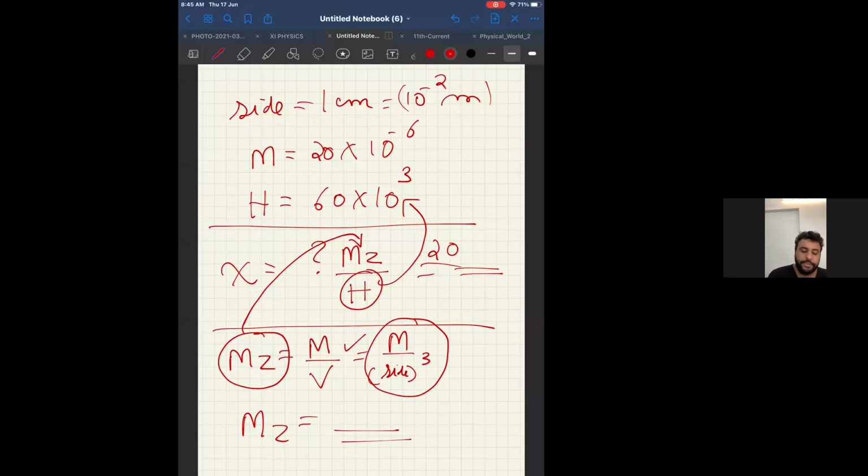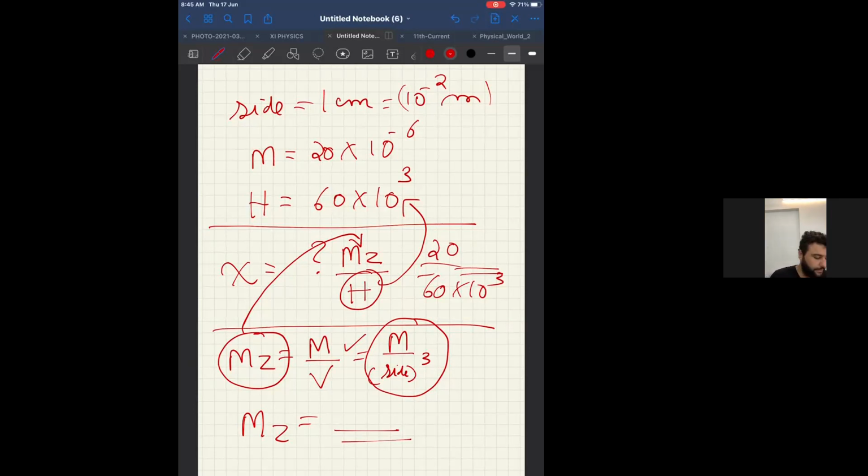Now, mz by h. So, can I say 1 by 3 into 10 power minus 3, correct? 1 by 3 into 10 power minus 3 is our answer. But what exactly is the option? 1 by 3 is what? 0.333, correct? Which option comes closest to our answer?